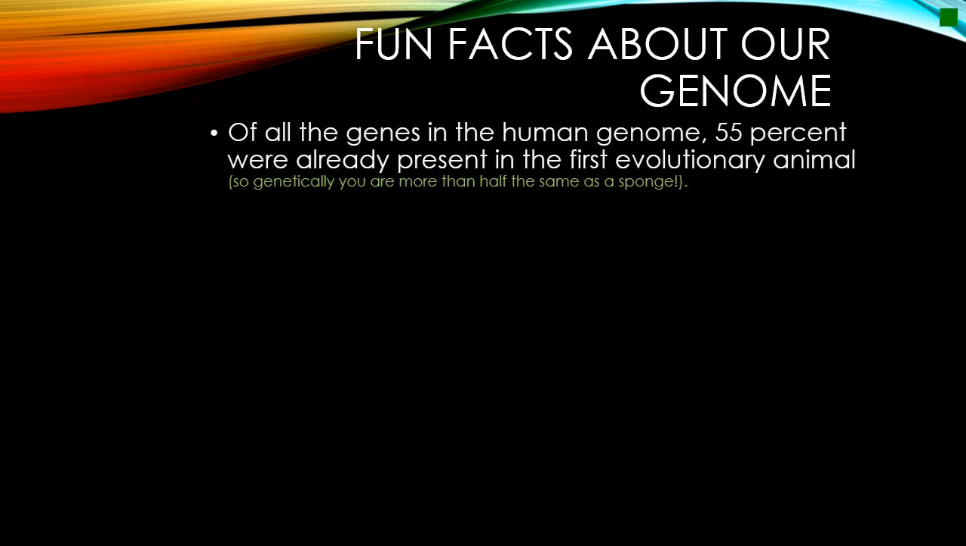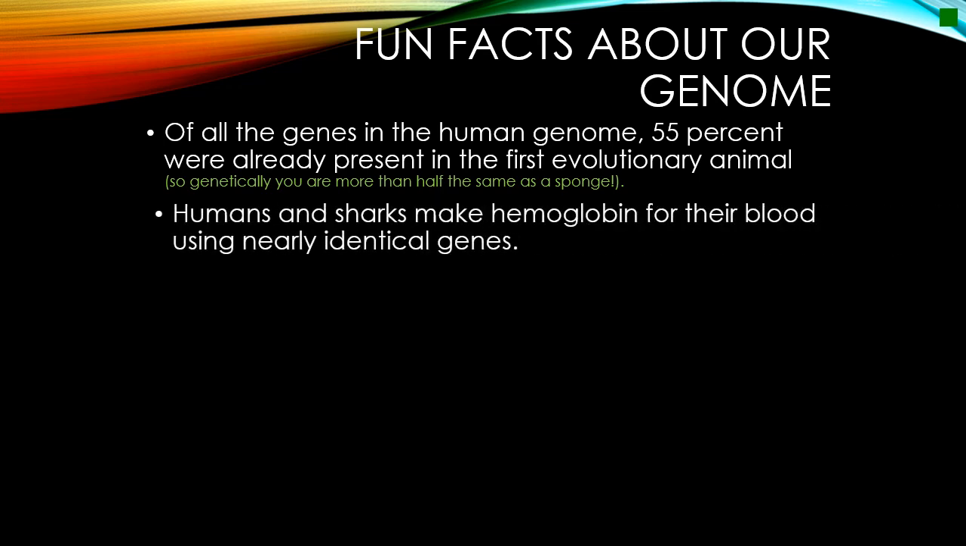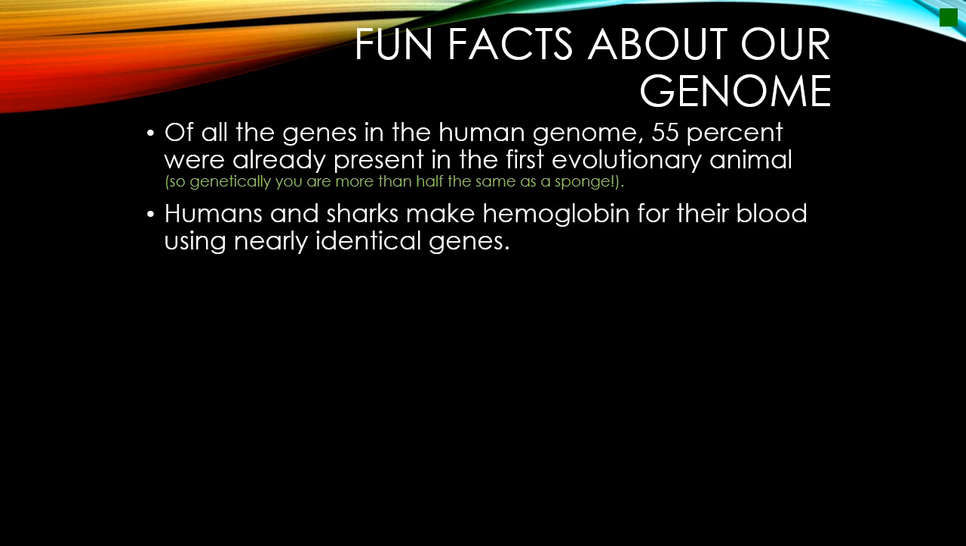Other fun facts about our genome. Of all the genes in the human genome, 55% were already present in the first evolutionary animal. And that's what I mean by kingdom Animalia. So the first evolutionary animal, maybe some sort of sponge or something, 55% of our genes were in that first animal. Pretty cool. Humans and sharks make hemoglobin for their blood using nearly identical genes. It's almost an identical process. Same gene, same hemoglobin, same purpose. That's kind of cool too.